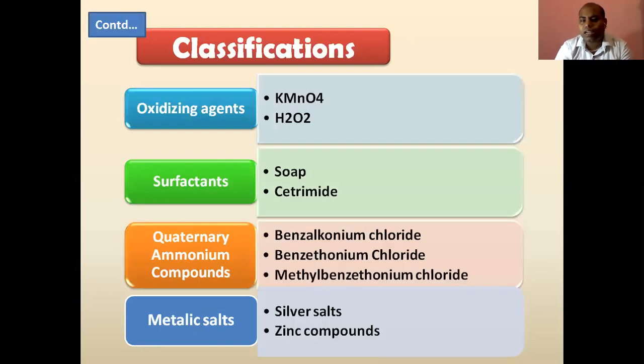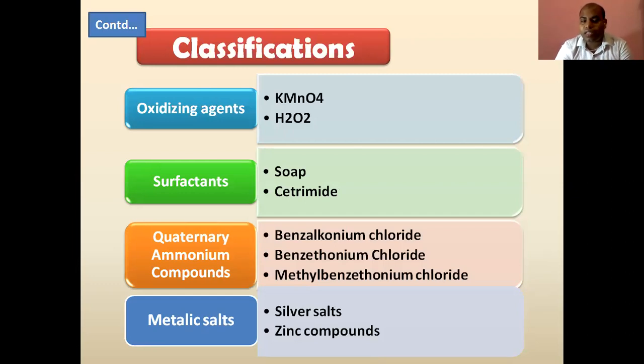Continuing the classification, there are some oxidizing agents. They generally oxidize the microbial cell membrane or cellular structure, like KMnO4, potassium permanganate, which is a powerful oxidant. Hydrogen peroxide also is a powerful oxidant. So they work by simply oxidizing the cellular content of the microorganism.